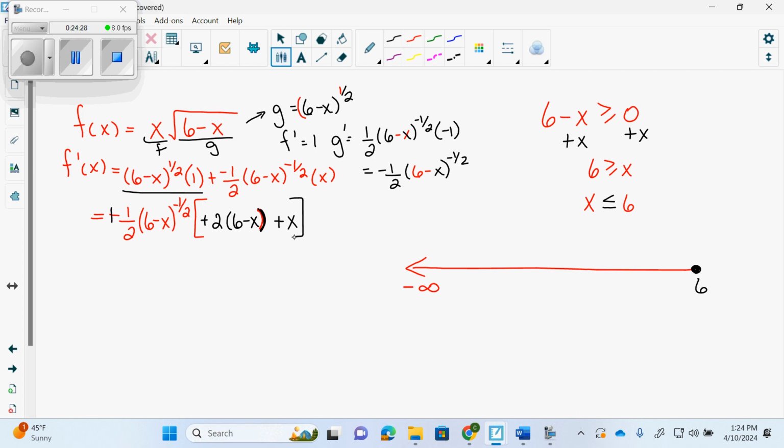So, the 2 can drop to the denominator. The 6 minus x to the positive a half can drop to the denominator. And then I get 12 minus 2x plus x. And so I get 12 minus x over 2 bracket 6 minus x to the half.